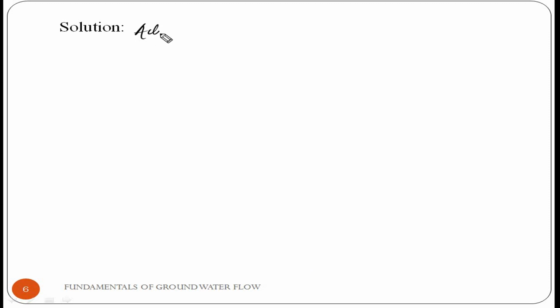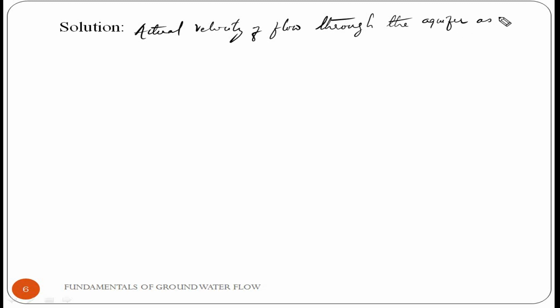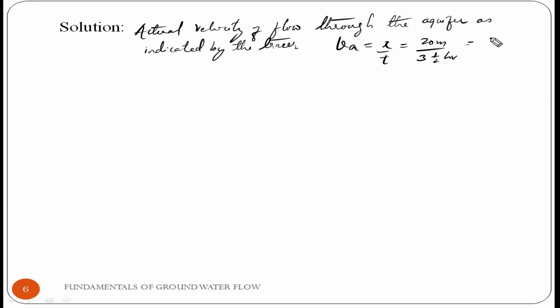So here the actual velocity of flow through the aquifer as indicated by the tracer, that is VA, is equal to X by T, which is equal to 20 meter by 3½ hour, which is coming around 6 meter per hour. Next is the seepage velocity.